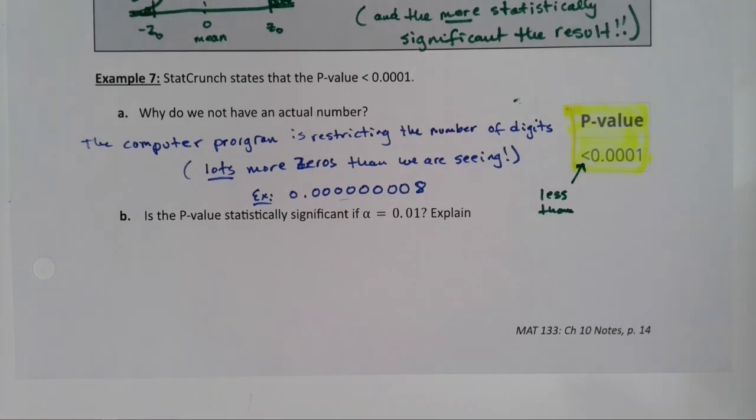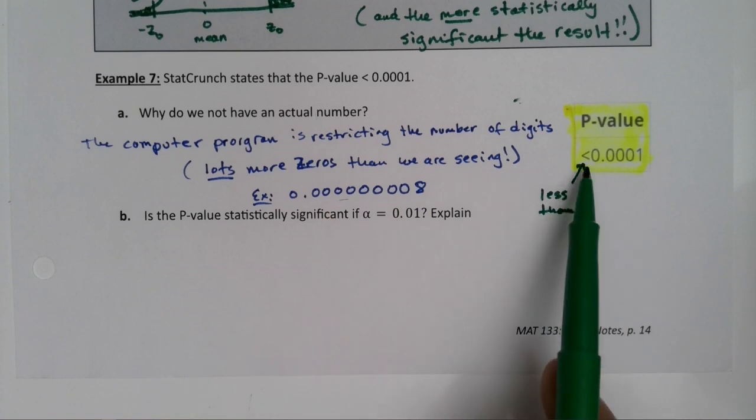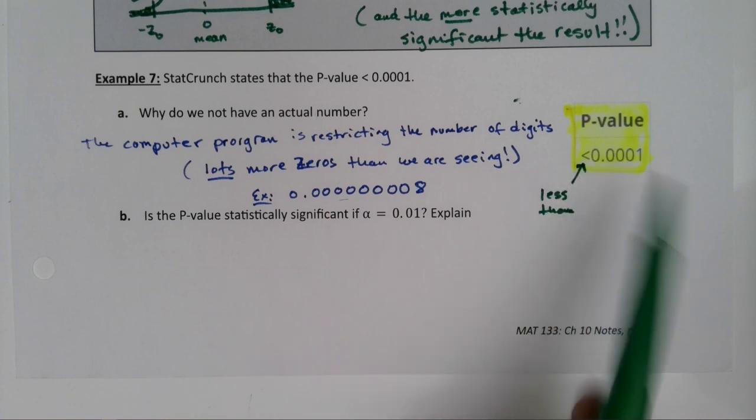Okay, so hopefully that makes sense. Computer programs have very strict limits sometimes, just in space, and they don't want to write it, so they just kind of say, you don't need to know what it is. All you need to know is that whatever it is, it's smaller than 0.00001.